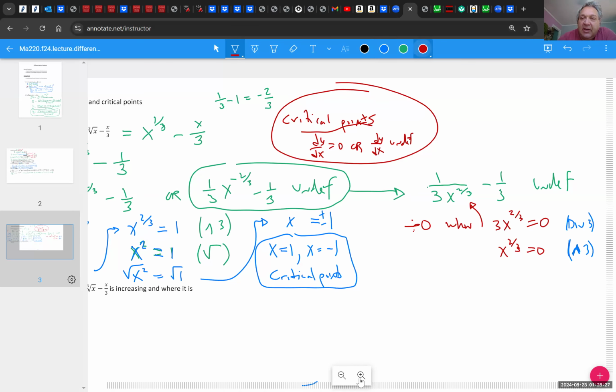And that gives me x squared is equal to 0. And then I'm going to square both sides. And this time we just get 0 because plus or minus 0 is the same thing as 0. So we get plus 0 or minus 0, which of course is just 0. So we get another critical point.